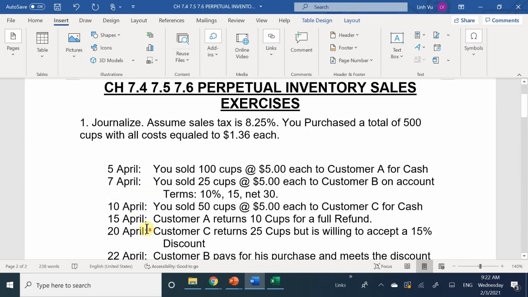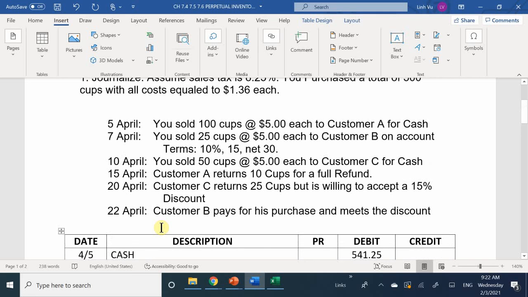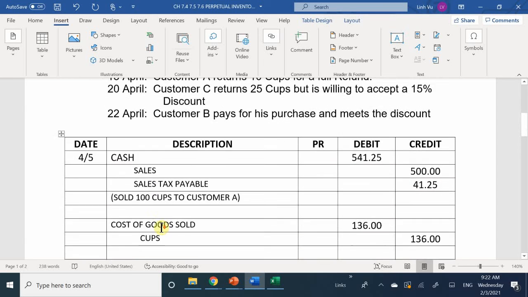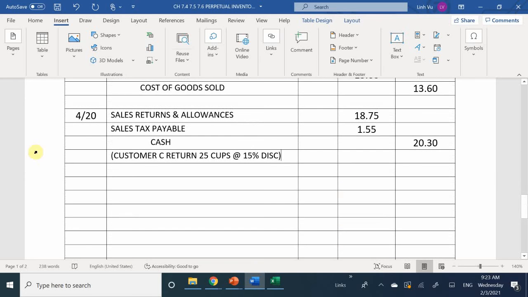All right. Last but not least, on April 22nd, Customer B decides to pay for his purchase and he meets the discount. So let's look at Customer B. How much did Customer B buy from us? 25 cups. So here, let's look at accounts receivable. He's paying in full and he gets a discount. What are our accounts going to look like?